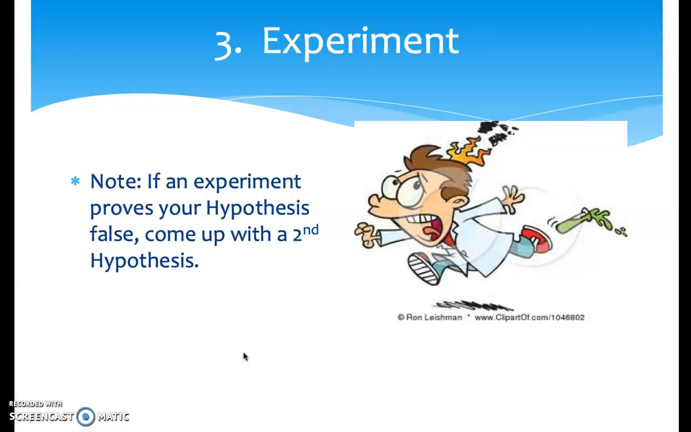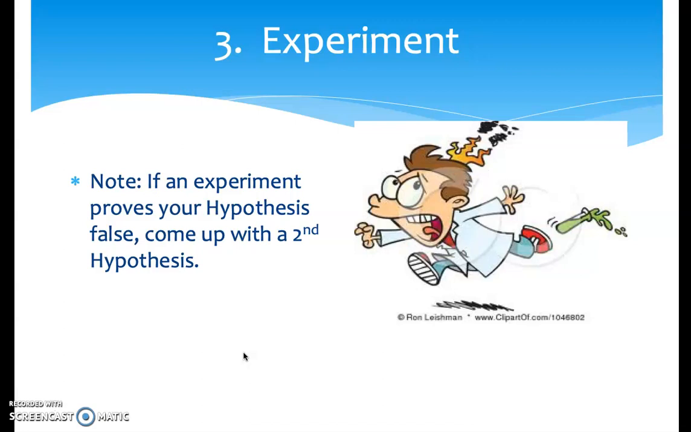If an experiment proves your hypothesis false, come up with a second hypothesis. So let's talk about WD-40. WD-40 has a number 40 next to it. What does that mean? That means it actually went through 40 series of tests to come up with the final product. W stands for water, D stands for displacement. So it's a water displacement formula number 40. So they had to go through 40 different hypotheses to finally get the experiment to work correctly.